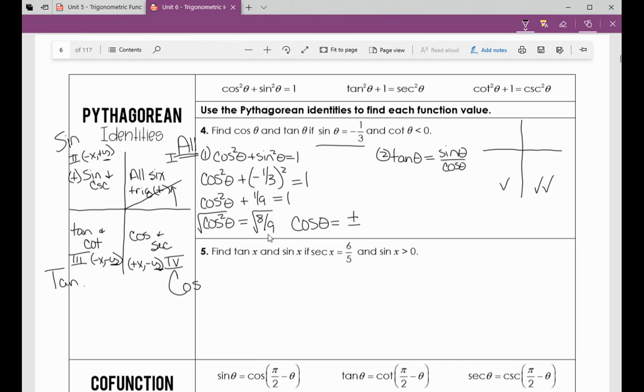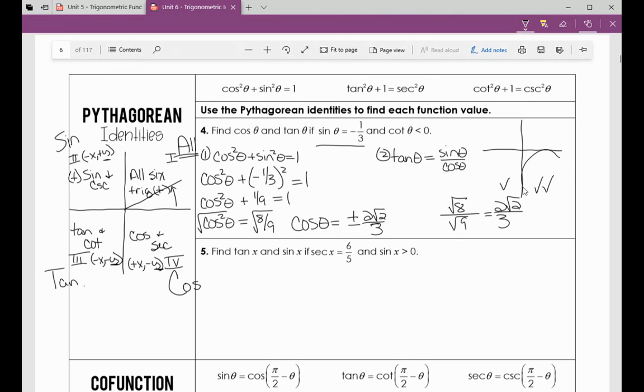Well, when I simplify the square root of 8/9, that's the square root of 8 divided by the square root of 9. The denominator is a 3. That part's easy. Square root of 9 is 3. We have to break this down. That would become 2 square roots of 2. So I get 2 square roots of 2 over 3.